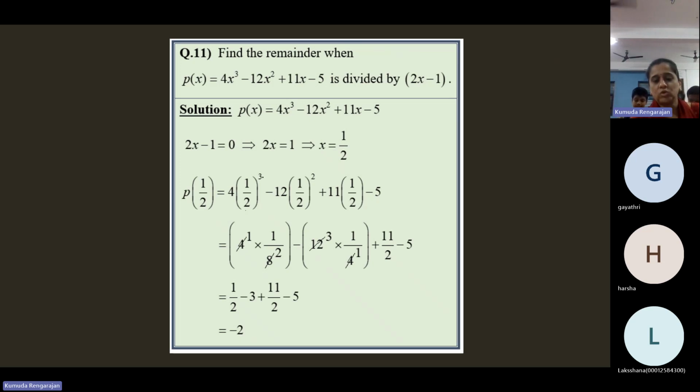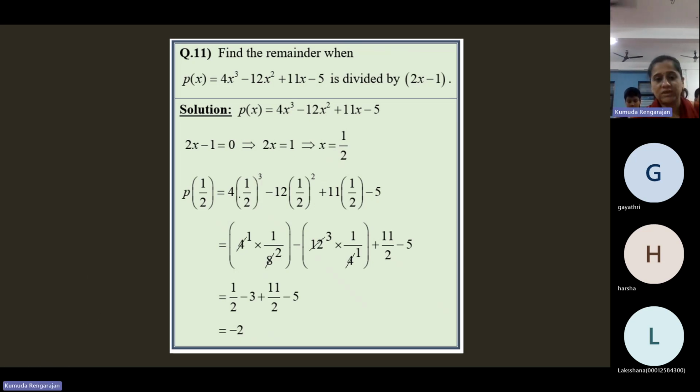1 by 2, the whole cube, is what? 1 by 2 into 1 by 2 into 1 by 2, that is 1 by 8. 1 by 2, the whole square, is 1 by 2 into 1 by 2, that is 1 by 4. You cannot cancel like this, because you need to first simplify the powers. So 1 by 2, the whole cube, write that answer, 1 by 8. Then into 4.